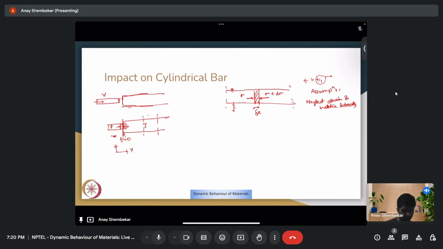I think most of you would have studied the Poisson effect in your undergraduate mechanics of materials courses. So along the y and z axes, because of the Poisson effect, you can expect some sort of expansion along those axes. We are not going towards quantifying it. I'm saying that at the moment, for this chosen bar, I am neglecting strain and inertia in the lateral directions, and I'm also assuming uniform geometry and homogeneous material.